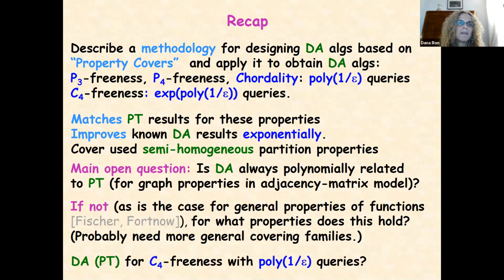And the last little kind of annoying thing is C-freeness. That would be the last thing we would want to nail down to get poly 1 over epsilon. So at this point, I'll just stop and see if you want to ask me any more questions. Thanks.